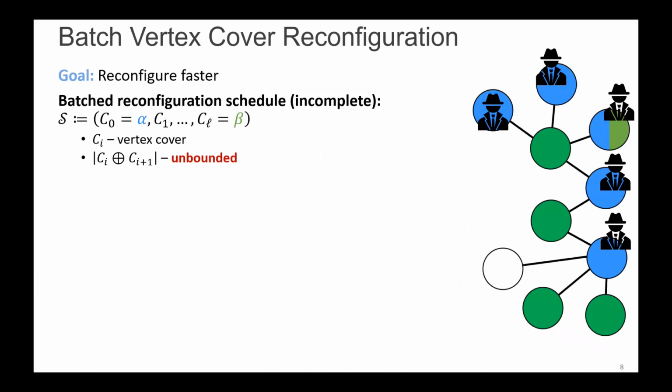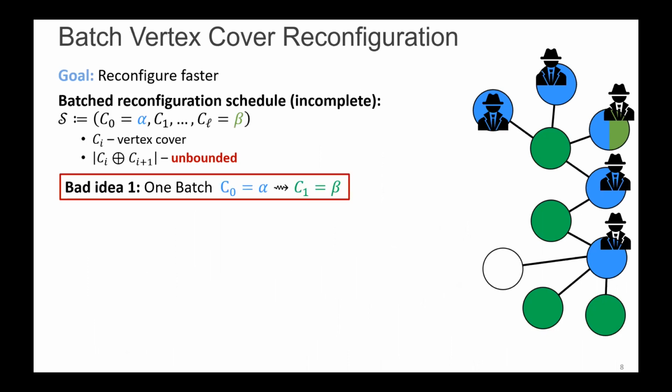So let's see, how do we need to change the definition of a reconfiguration schedule? Before, we were only allowed to change one vertex at a time. Now we change this so that we are allowed to change an unbounded number of vertices. What can happen if you just try to do this?